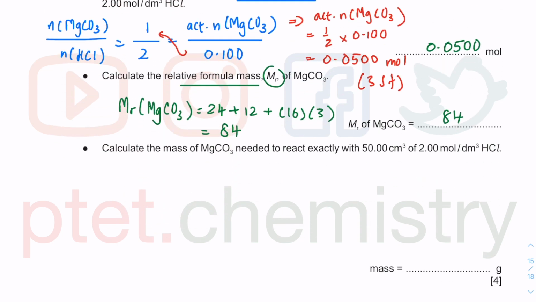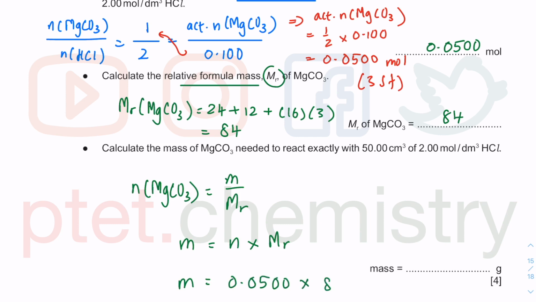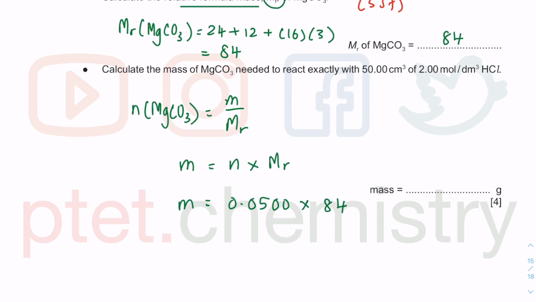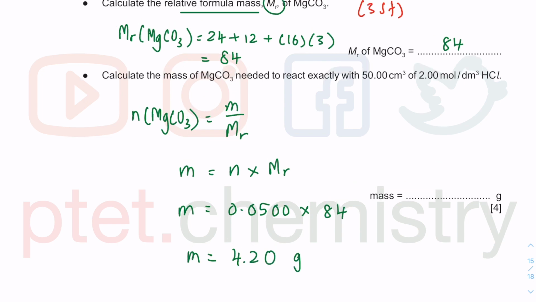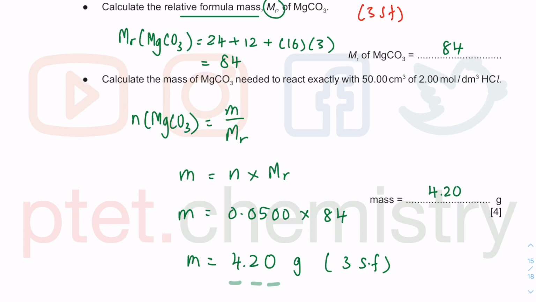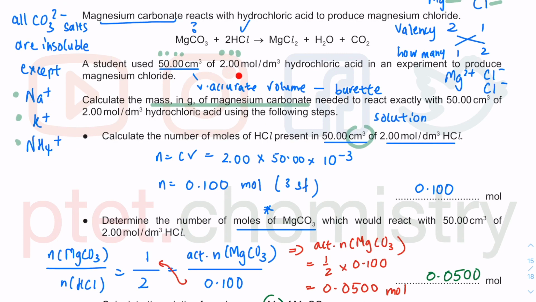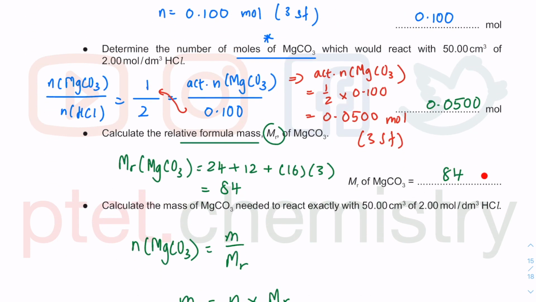And I think last but not least, I'm supposed to link the Mr and the mole of the MgCO3. So the mole equals mass over the Mr. So the mass is going to be the mole multiplied by the Mr. We have the mole of 0.0500. We have the Mr of 84. So pressing that into your calculator, you get 4.2 gram. So this is the mass. Well, it should be rounded to 3 significant figures, so 4.20. The calculator is counting on your behalf, and we have maintained the consistency of 3 significant figures based on the accuracy in the data. The Mr is straight from the periodic table, so we can't change anything at all.